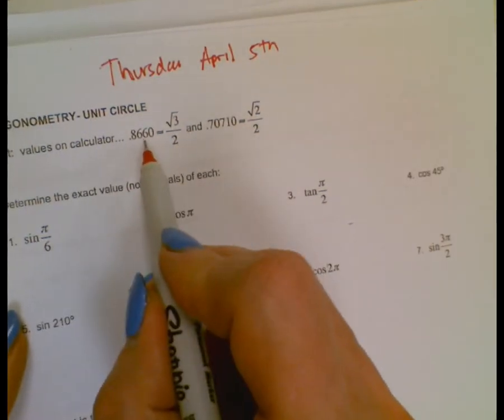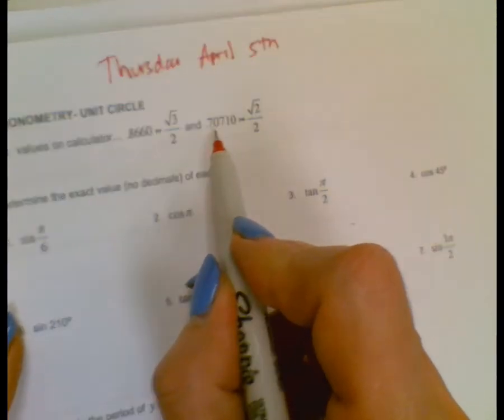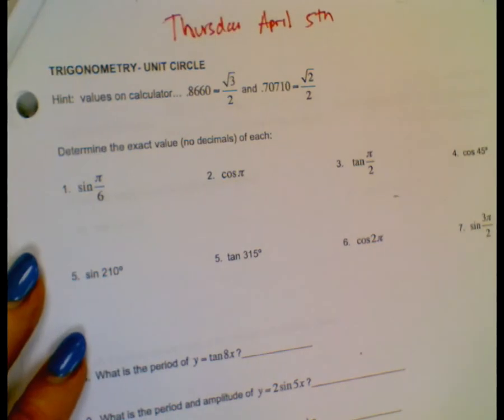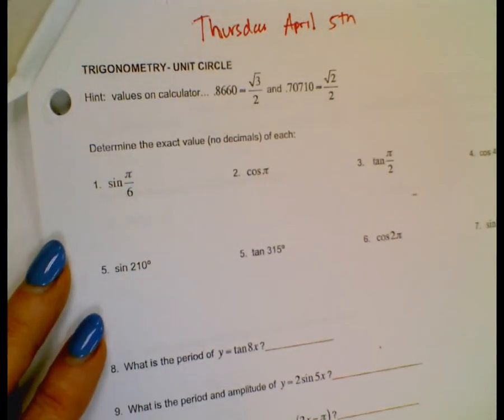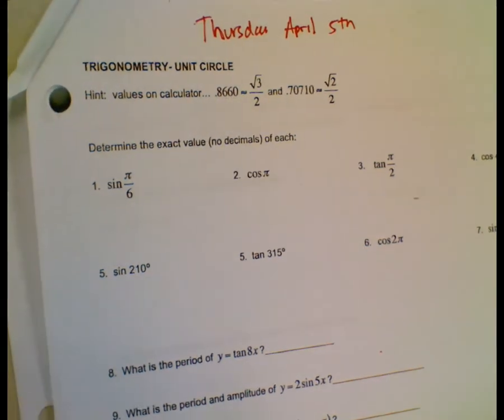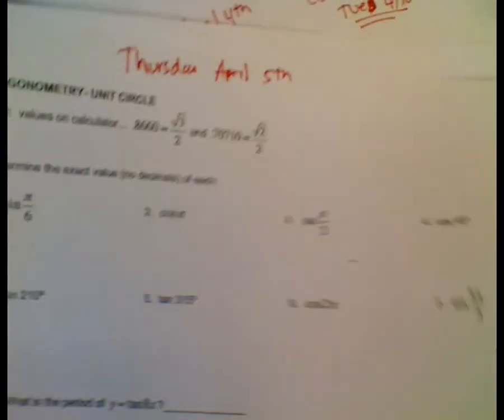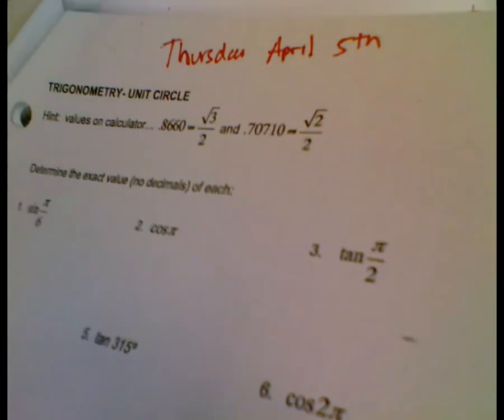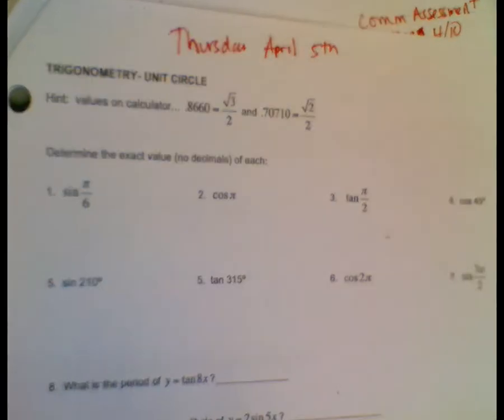So, hint, values on the calculator. Radical 3 over 2 is 0.866. Radical 2 over 2 is 0.707. And we're going to determine the exact value, no decimals, of each. Exact value. This might be a non-calculator section, so be ready to do this without a calculator. Nope, I think we're going to have a calculator.